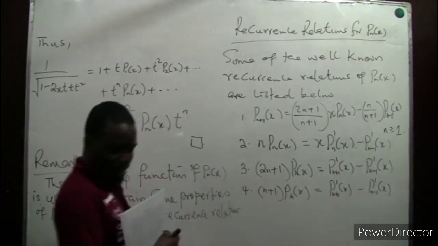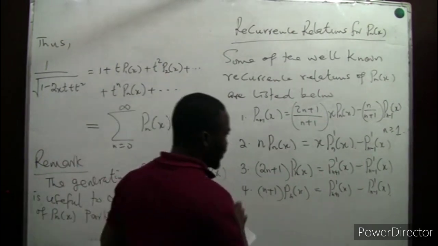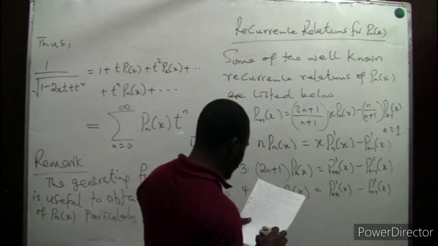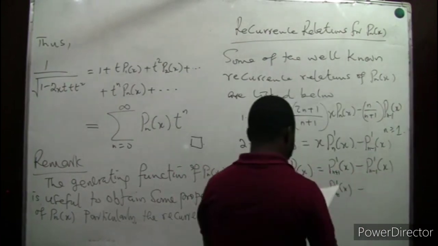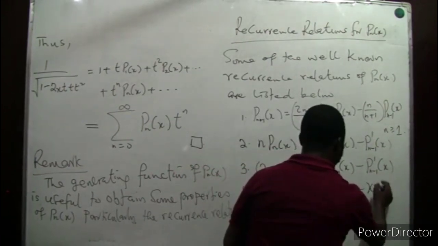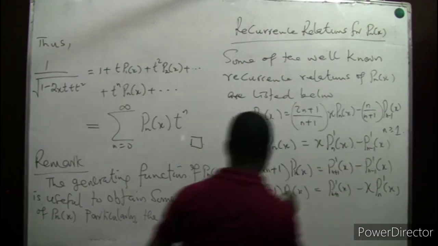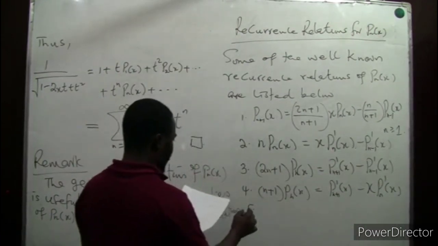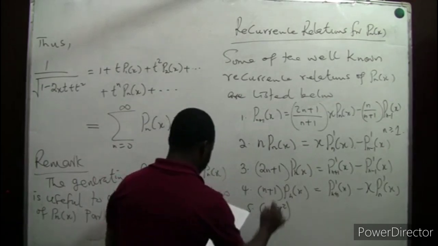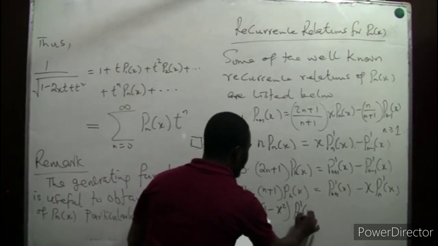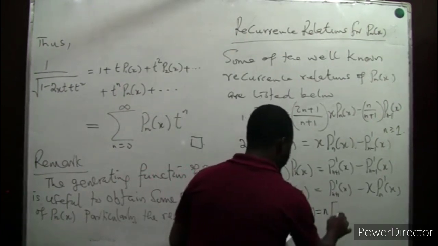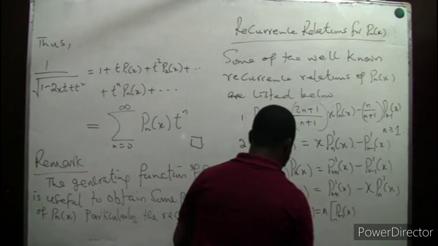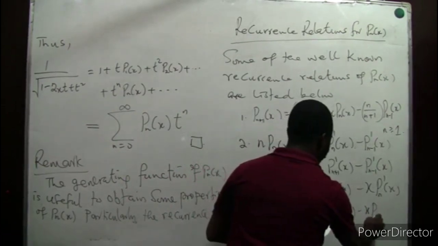Number 3 and 4 look alike, but they are not the same. Look at the right hand side. Something is missing: x Pn prime of x. Number 5, I have (1 minus x squared) Pn prime of x equals n into brackets Pn minus 1 of x minus x Pn of x.